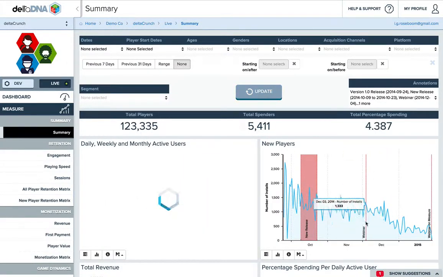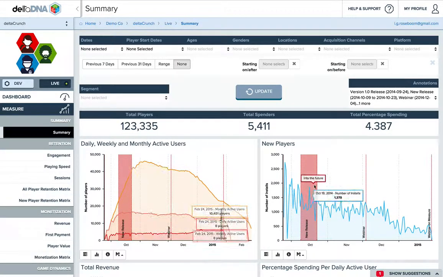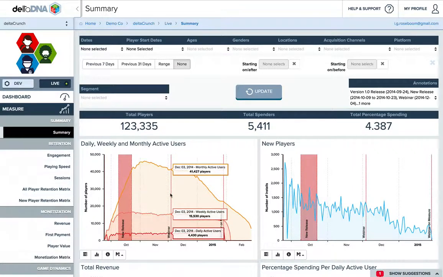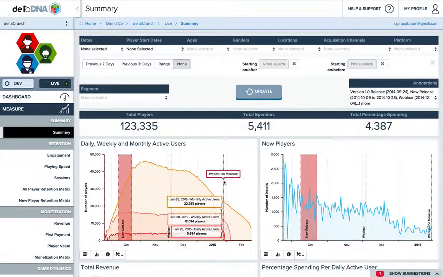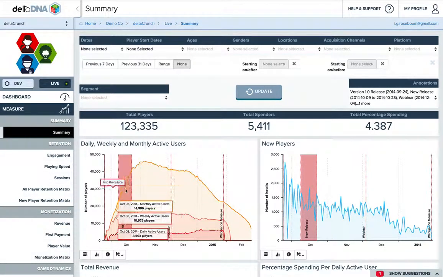So now we can see our annotations. This is all the data we have in our database for DeltaCrunch, and we can see all of our annotations here. So here was the last time I did the webinar on measure back in December, and here's the one we've done today. And then you can add anything you like here.